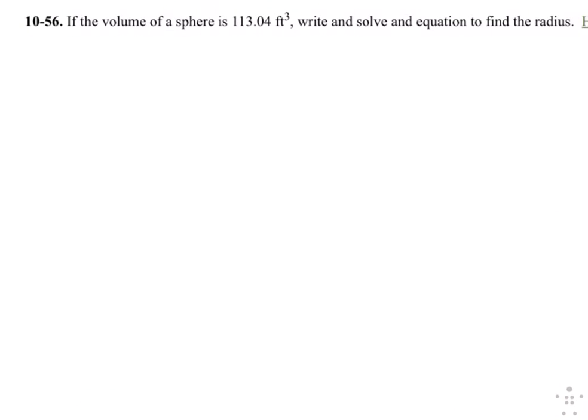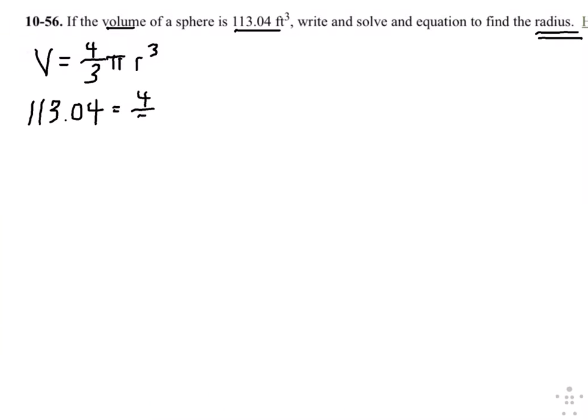Okay, for this question, they gave us the volume of the sphere, and they're asking us to find the radius. So, again, write the formula. Volume equals 4/3 pi r cubed, right? And then substitute in what we know: 113.04 equals 4/3 pi r cubed, right?